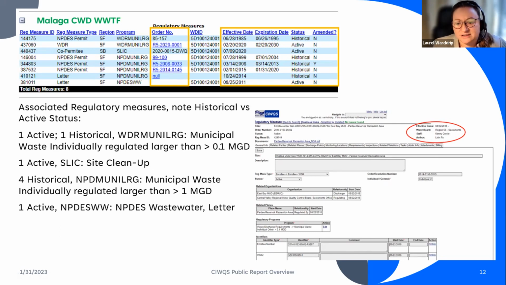Also SWRCB also has a lot of information internally that you can contact staff and get that information, and some of it is also in the public lens, but you can get the effective date of the requirements, the contacts, and then basically who's the most involved at the regional board in the project.